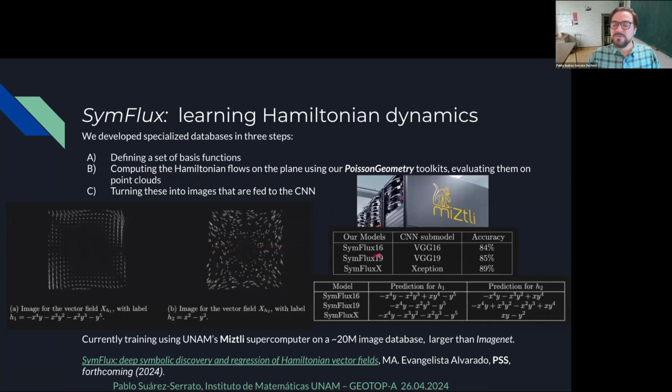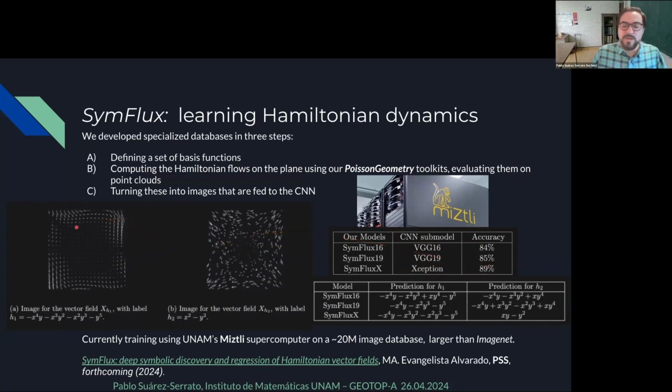So we have 3 different models using 3 different convolutional neural network submodels that are VGG19, VGG16, and Xception. And you could see something very interesting, that as we swap out the different CNN submodels, we get different accuracies, which are increasing. And this is our best accuracy at the moment, 89%.